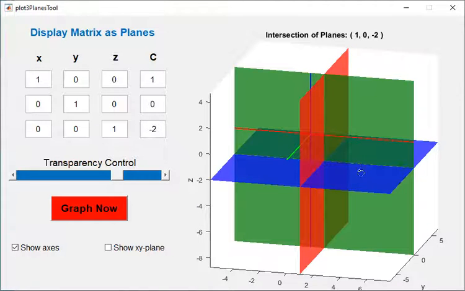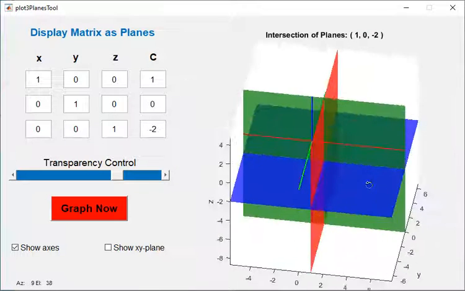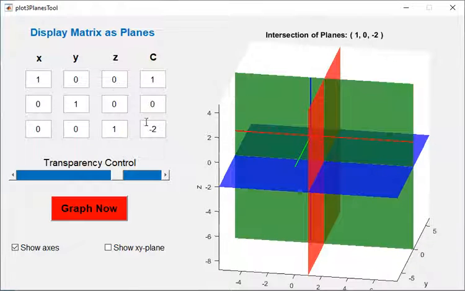All right, and so we get this nice squared out set of matrices, and that corresponds to the very tidy solution: x equals 1, y equals 0, and z equals -2.